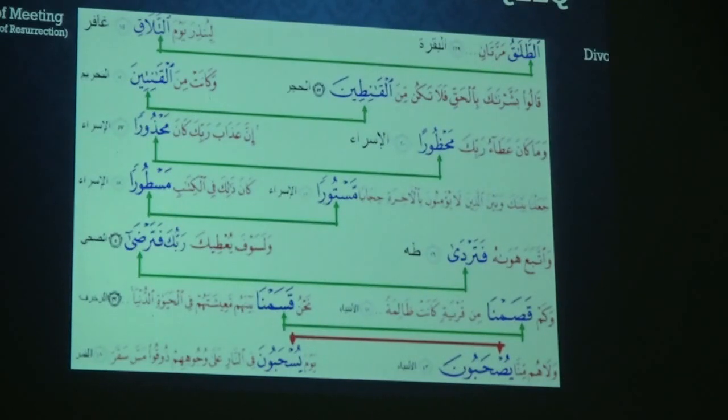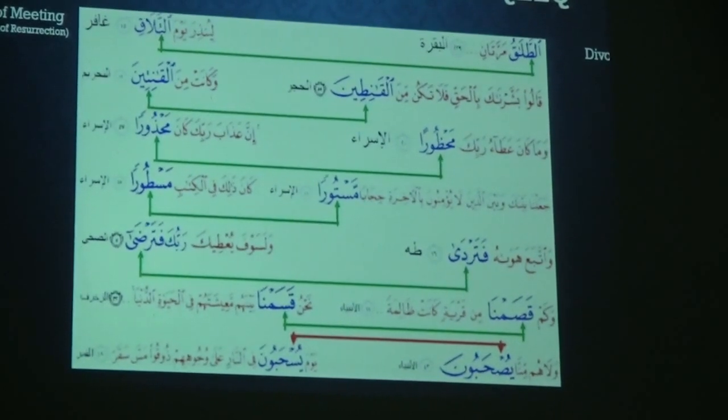Anyway, the second word is القانطين. قالوا بشرناك بالحق فلا تكن من القانطين, in Surah Al-Hijr. And the word qanitin is those who are losing hope. And next to it is qanitin with the ta, right? Which means devout. وَكَانَتْ مِنَ الْقَانِتِينَ, and this is talking about Maryam alayha salam.